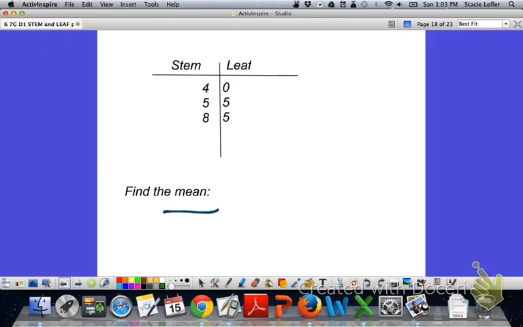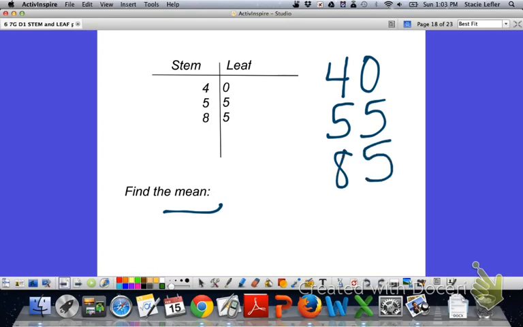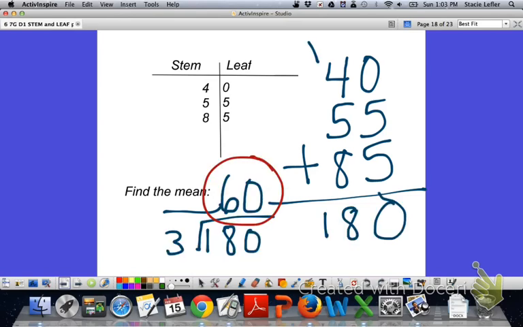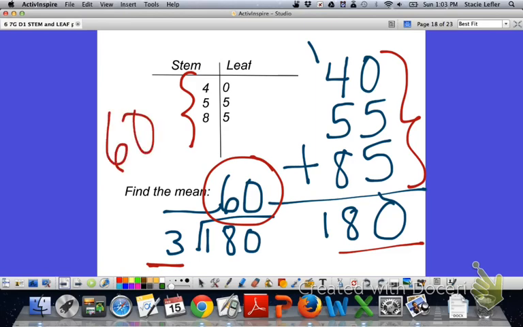Let's do this one together. On your handout, we're going to find the mean. So we are needing to list out all of the data, 40, 55, and 85. And to find the mean, we add and then divide by how many we added. The sum of the 3 data is 180. We divided by 3 because that's how many were in our data list, and that's 60. So the mean or average of those 3 data is 60.